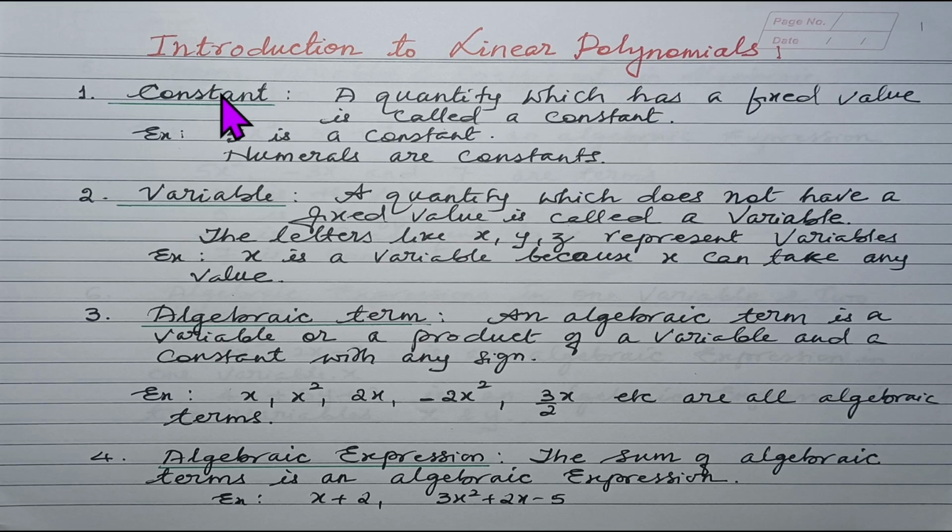Now the first word here is constant. A quantity which has a fixed value is called a constant. For example, 5 is a constant because it has a fixed value. Numerals are constants, remember that.